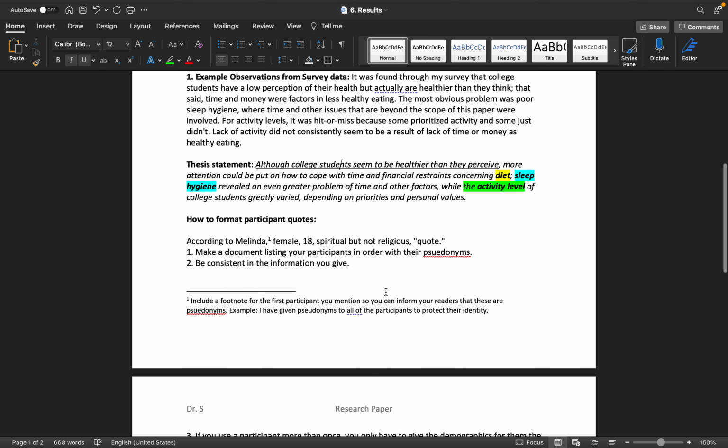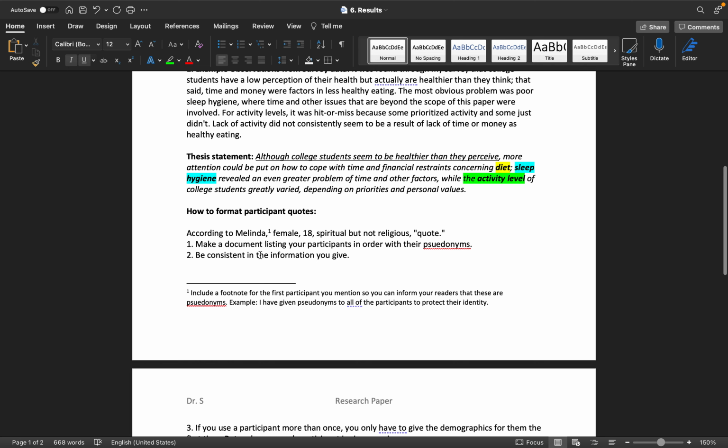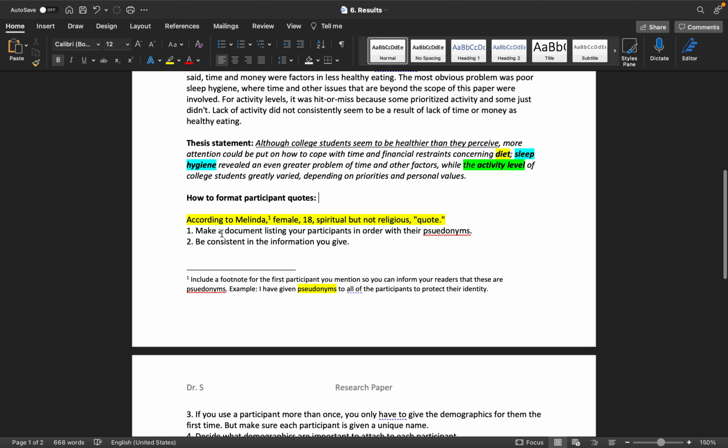Okay, so one thing you're going to need to know about this section is how to format participant quotes. So this is what I would do. I would say, according to Melinda, and of course, it's just a pseudonym. Melinda is not the real name of my participant. The first time I mention any participant, I'm going to immediately say this participant and all other participants have pseudonyms.